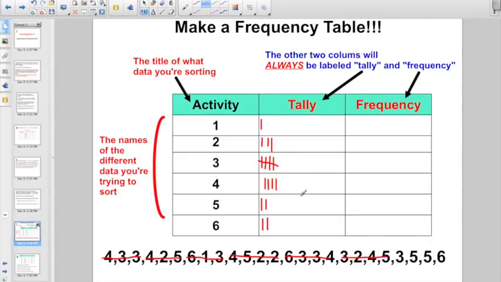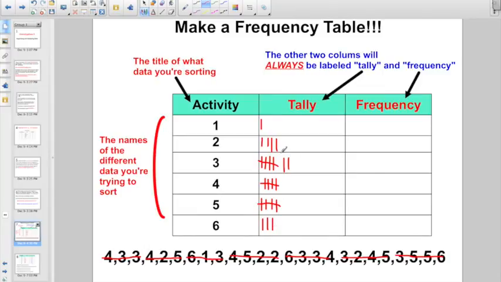3, 2, 4, 5. 3, 2, 1 across because that was 4. And then 1 down here in the 5 column. And lastly, we have 3, 5, 5, 6. So 3, 5, 1 more across in 5, and 1 more in 6.